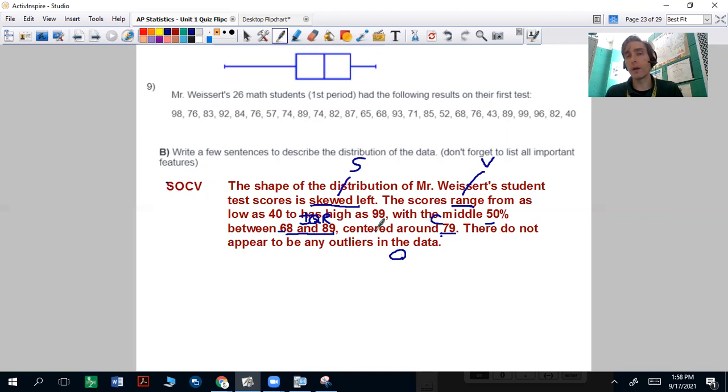Now, if there are no outliers in the data and you didn't mention those, you're off the hook, because technically, if you don't bring them up, you're telling the reader that you don't believe there are any. But I always like to just say, hey, doesn't seem to be any outliers, so that we're clear we've addressed all 4 points.